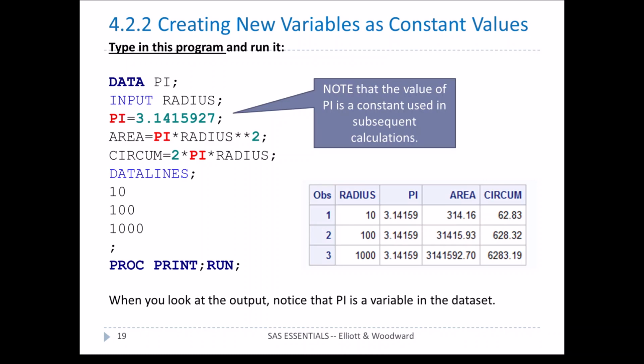So area equals pi times radius squared, circumference equals 2 times pi times radius. And you can see again, if you run this program, you get radius, pi, and then the area and circumference calculated.